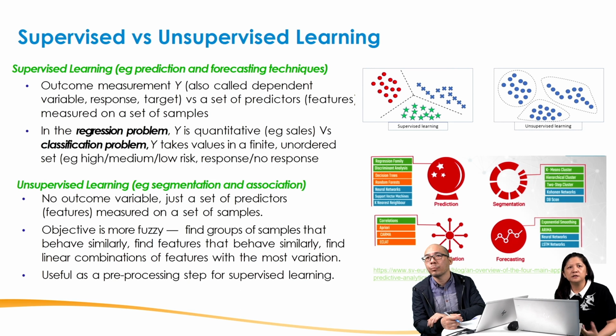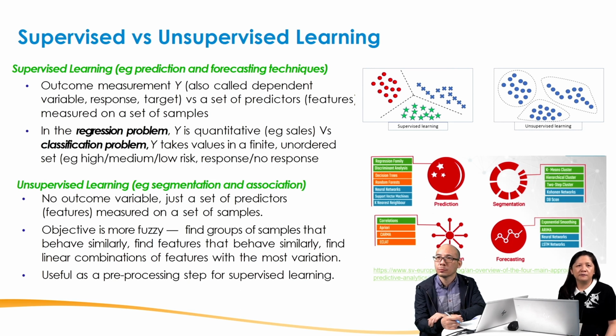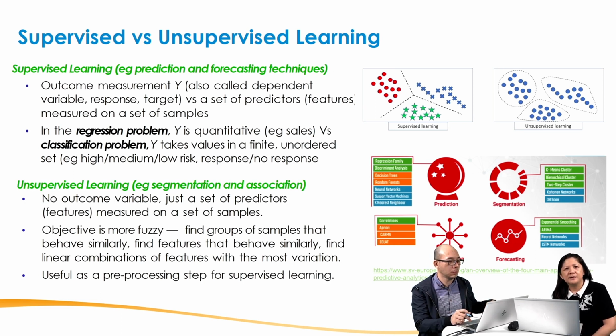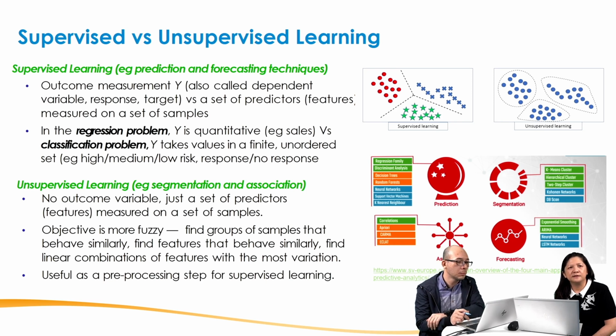On the other hand, in unsupervised learning, there's no outcome variable. It's just a set of predictors, or we call them features, measured on a set of samples. And the objective is a little bit fuzzy. We are more interested to just find features that behave similarly. So let the data speak, and usually it's useful as a pre-processing step for supervised learning. Some examples of unsupervised learning include segmentation and association techniques that you see on the right-hand side.